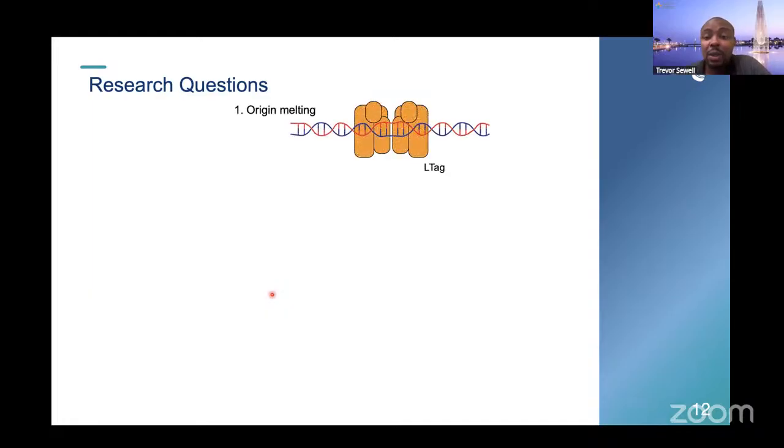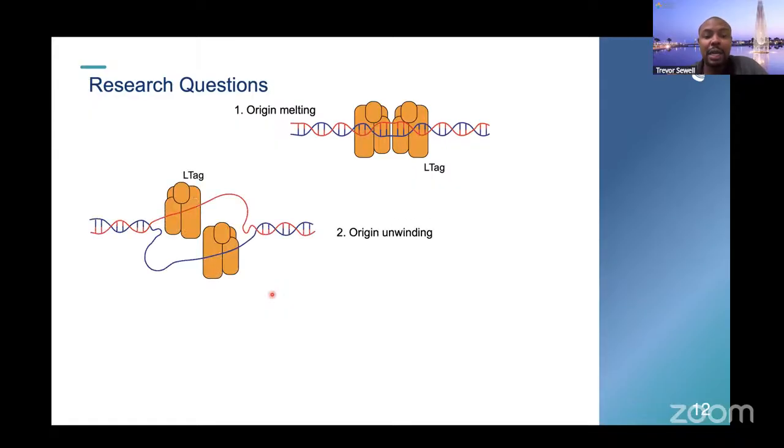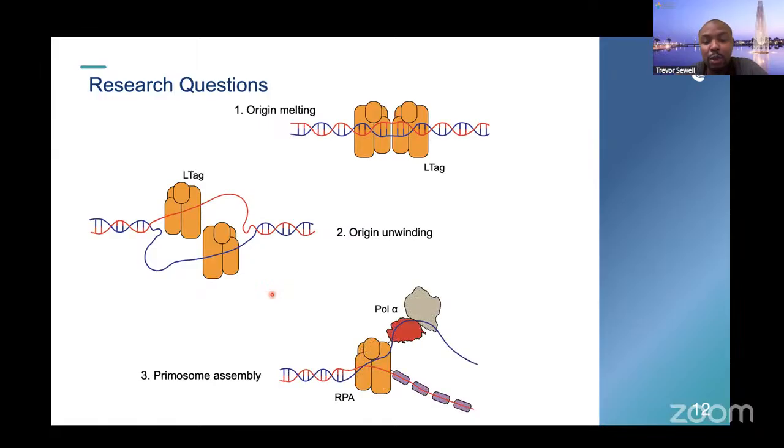So then we set out to understand some questions on how this SV40 LTag is operating. Well, we first want to understand how the double hexamer is assembled around the DNA, the SV40 origin, and then we want to see how this double hexameric LTag unwinds the origin, and we want to also understand how it recruits human DNA replication factors to replicate its own genome.